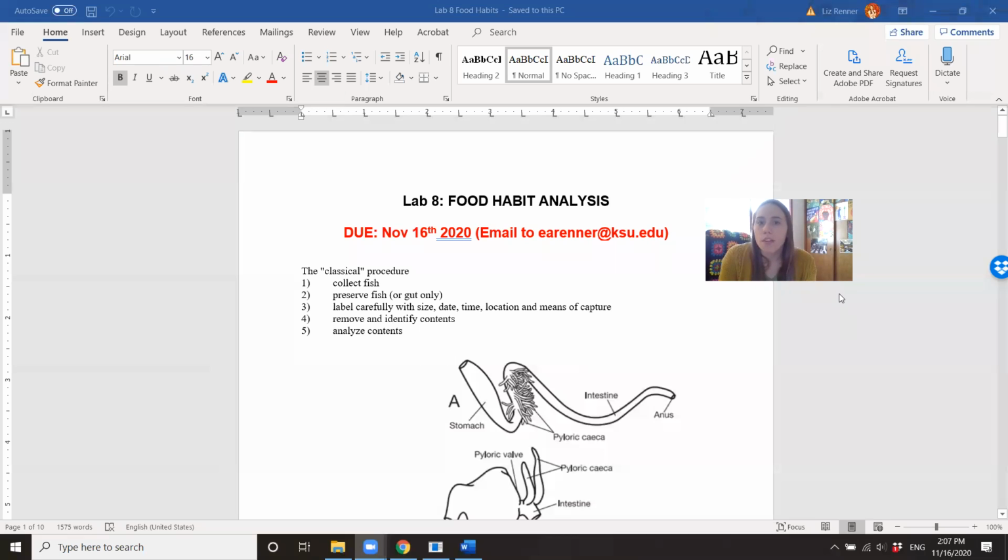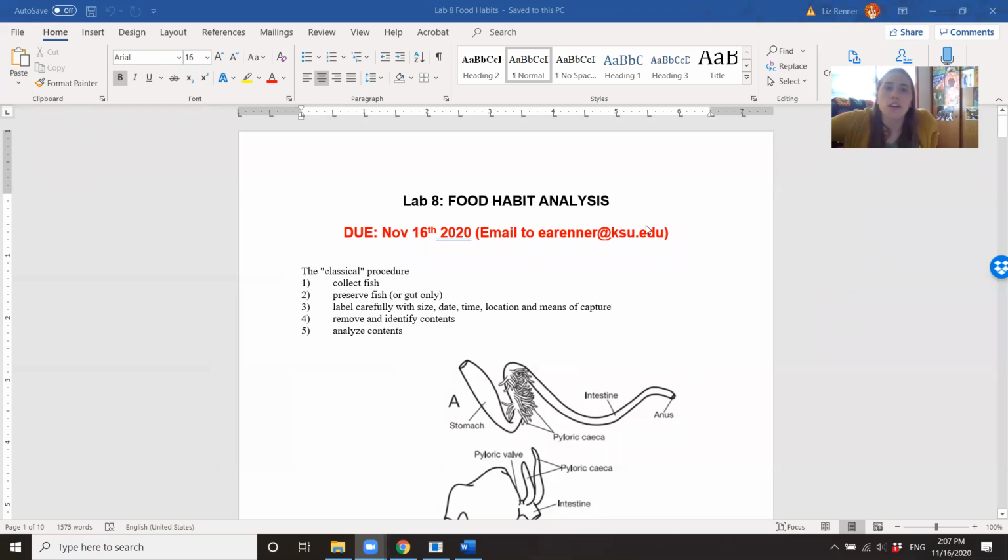Okay, here we go. As you can see, we've got this food habit analysis document open. Diet analysis is a really important tool for fisheries biologists. It can tell you a lot about a population. Getting a sense for what prey fish are utilizing in different impoundments can give you an indication of whether or not fish are stunted, whether or not there's sufficient prey for them, whether or not there's an invasive species that's affecting their diets.